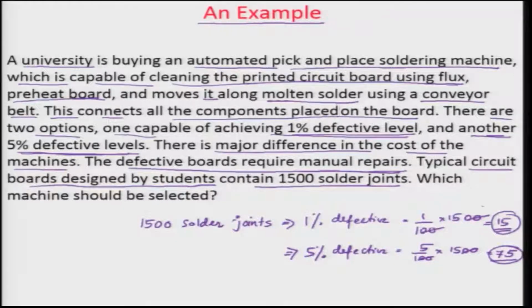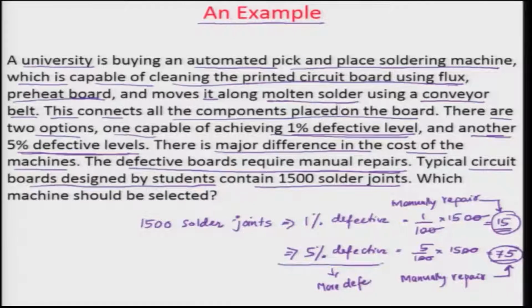In this case you will manually repair 15 of these connections. Here you would be required to manually repair 75 of these connections. So obviously, you can say that this machine gives you more defects but the cost is low. This machine gives you fewer defects, but the cost is high.